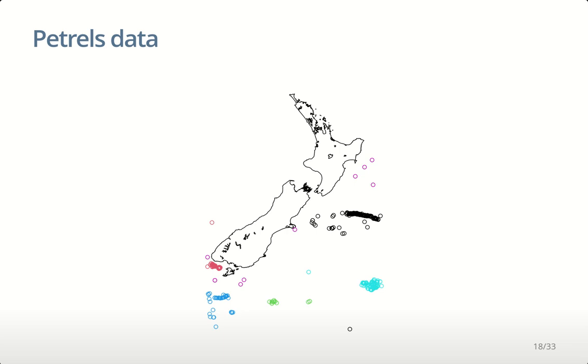Okay, this is the Antipodes Islands out here. I guess the Auckland Island will be down here somewhere, maybe. And then a bunch off around the coast and so on.